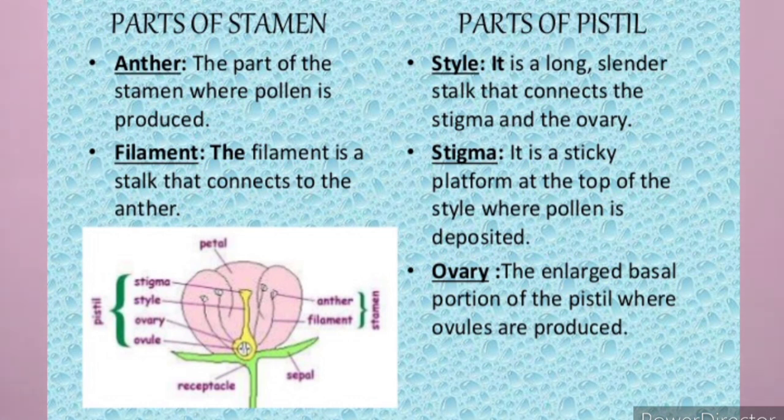Parts of the pistil: first is the style. It is a long, slender stalk that connects the stigma and the ovary. Stigma is a sticky platform at the top of the style where pollen is deposited. Ovary is the enlarged basal portion of the pistil where ovules are produced. So these are the important parts of a flower.